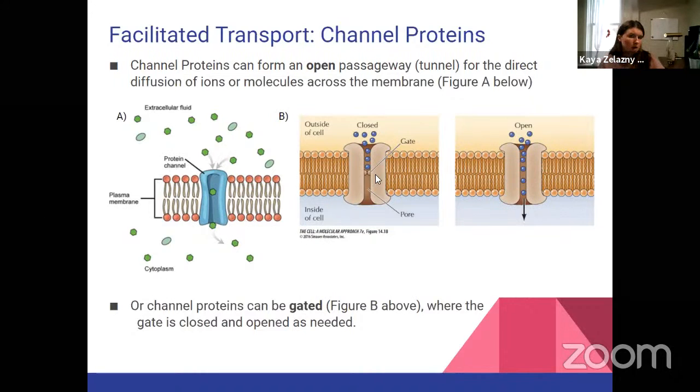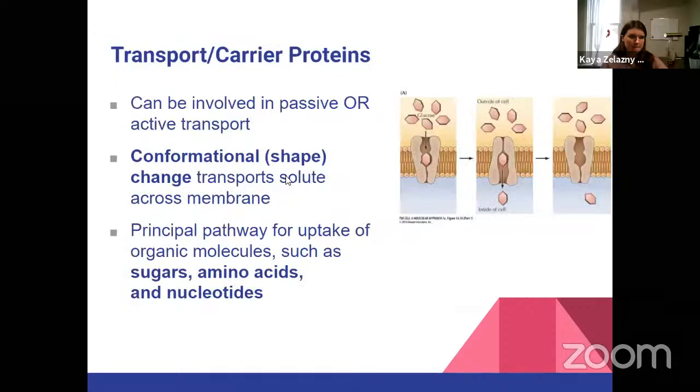In the future, you will talk about channel proteins that are gated. Don't worry about them for this class. Just assume that I'm not showing you gated channels. But you should know in the future that cells can turn these channels on and off, basically. We're going to stop here and we're going to continue with transport and carrier proteins on Wednesday as we start to talk about active transport, because these are going to be really crucial to the process of active transport.